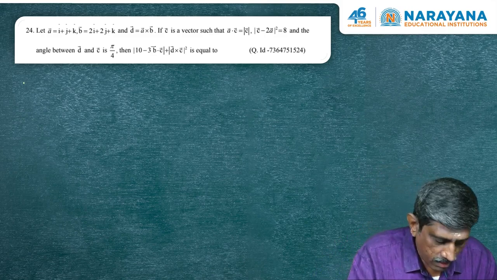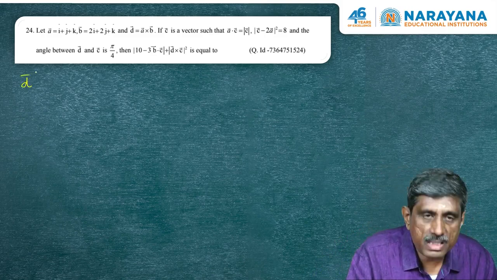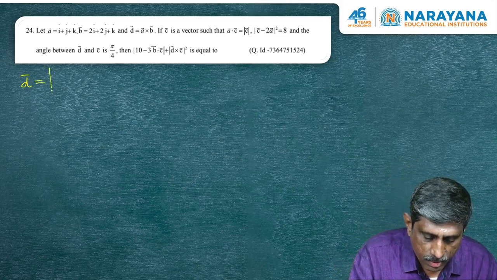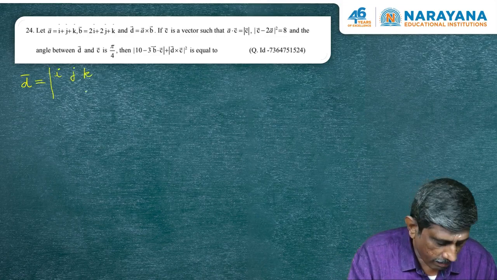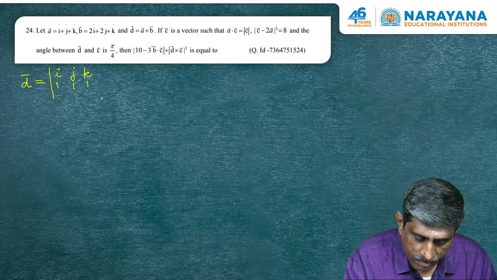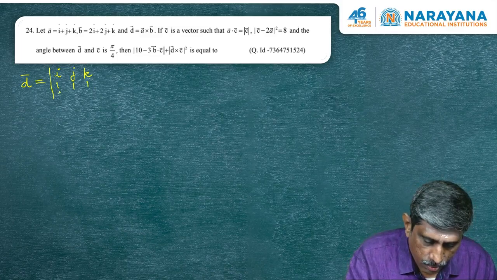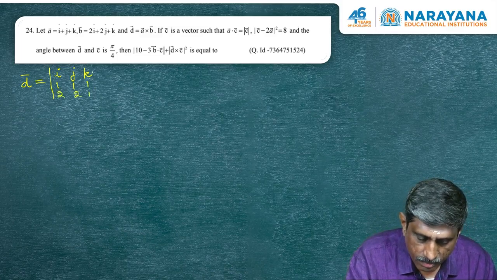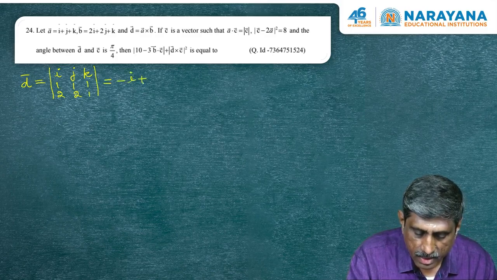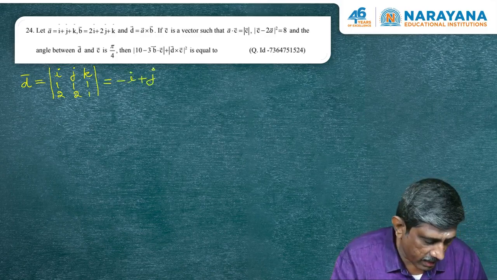Let us see what is D bar. It is given that D bar is equal to A cross B. So, D bar is equal to determinant of i, j, k, and the matrix A bar is 1, 1, 1, and the matrix B bar is 2, 2, 1. And when we simplify this, we are getting minus i plus j as the vector D.